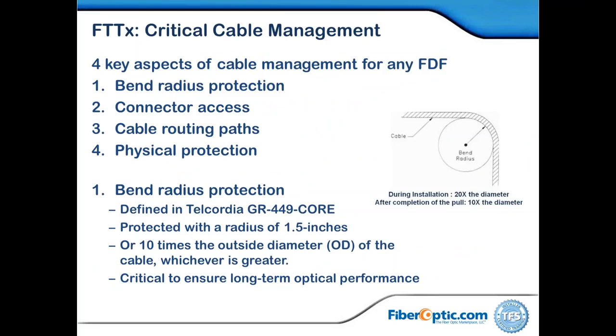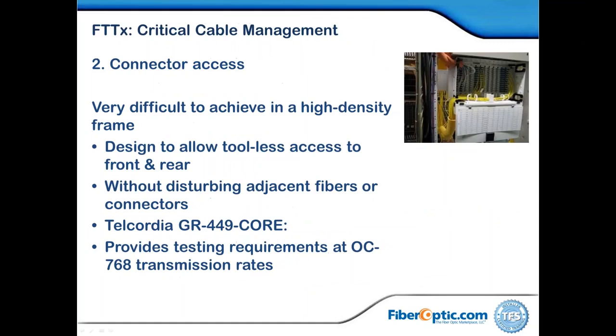Now, crucial cable management. This should not be new if you've taken any fiber class. One, the equipment is there to protect for bend radius protection. Remember the old 10 times the bend radius because losses occur. We need to provide connector access and, of course, cable routing pairs and some physical protection. So here you see the bend radius is about 1.5 inches or 10 times the outside diameter, whichever is greater. But it's critical to long-term performance, as you see here. And then connector access.